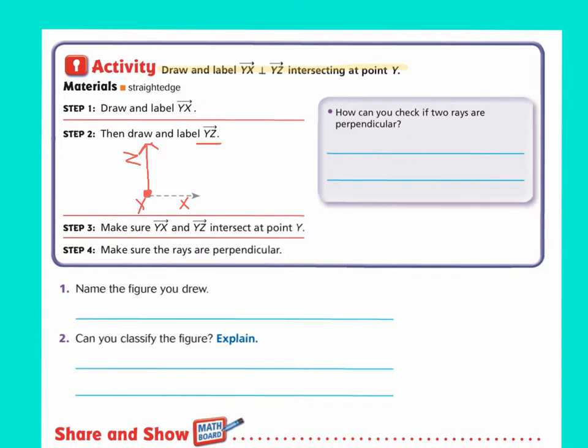Off to the side it says, how can you check if two rays are perpendicular to each other? Basically, we want to be looking out for our right angle or our square corner here. So I can use a square corner to check if, and I'm just going to do the symbol for perpendicular, they are perpendicular.